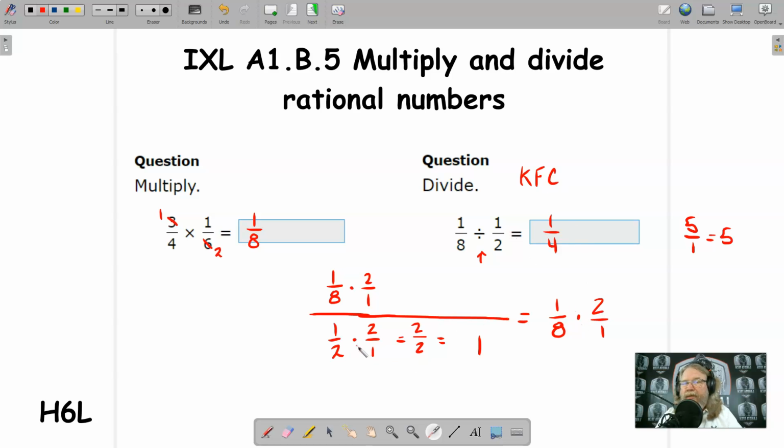The reason that keep, flip, change works has to do with inverse properties and identity properties, and that anything over 1 is equal to itself, or that is to say anything divided by 1 is equal to itself, and that's why keep, flip, change works. All right, let's move along.